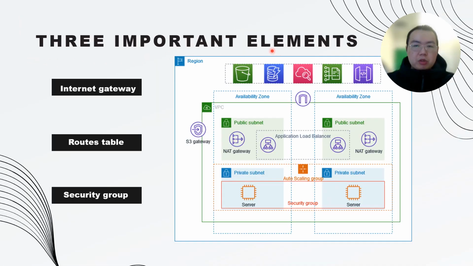It's time to introduce 3 important elements. Internet gateway. It allows instances in the VPC to communicate with the internet. If it has a public subnet, it must have an internet gateway. Route table. The VPC comes with an implicit route table, so users can use the route tables to control the direction of the network traffic. Security group. A security group is a virtual firewall used to control network traffic.